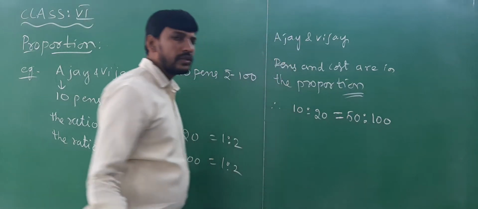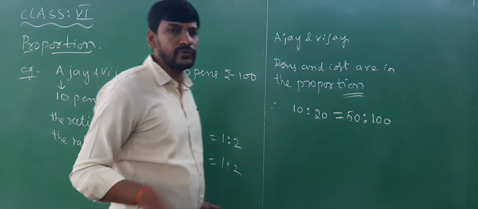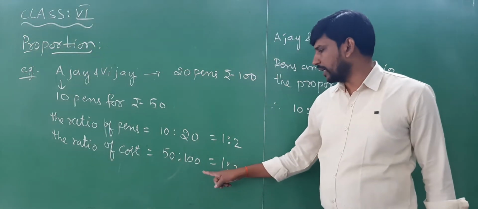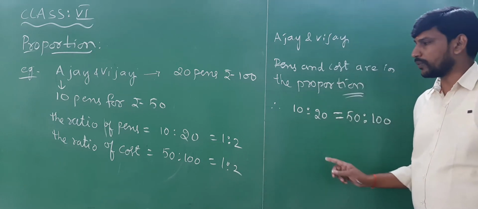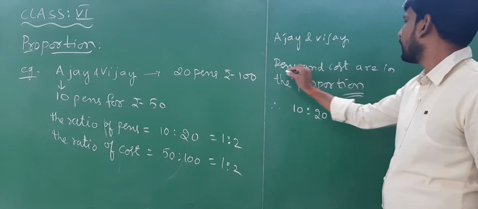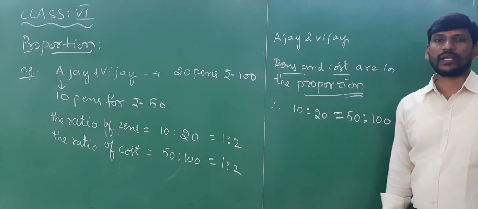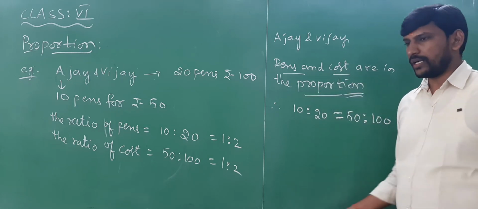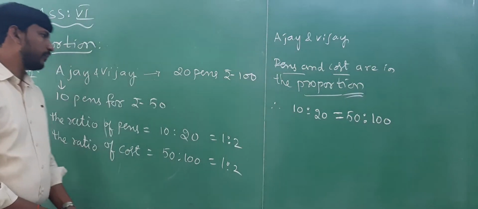That means the ratio of their pens is equal to the ratio of the cost of the pens. Then we can say that the pens as well as the cost are in proportion. This is clear children, right? Let us discuss one more example so we can understand in a better way.